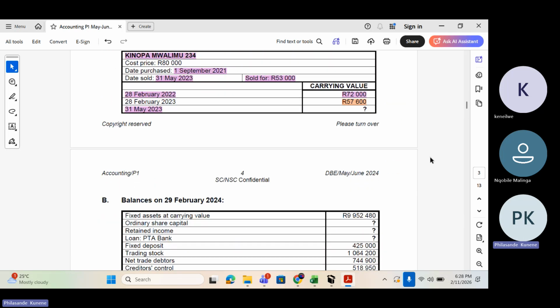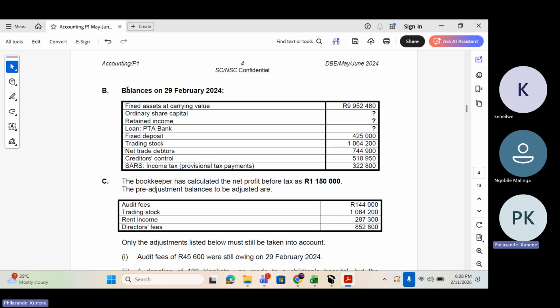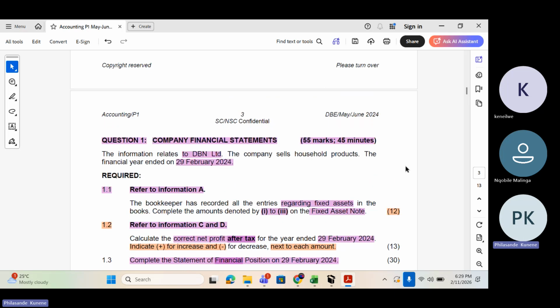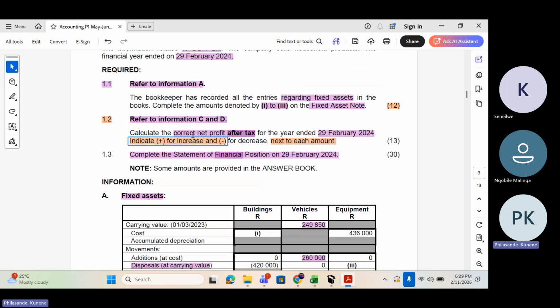If we go to information C and D, firstly, we have information B here, which is the balance on 29 February 2024. They gave us fixed assets at carrying value, 9,952,480. Ordinary share capital. Now, if you look at the question, 1.2 is the income statement that we need to prepare. But when it comes to 1.3, we need to complete the statement of financial position on 29 February 2024, which is now a balance sheet.